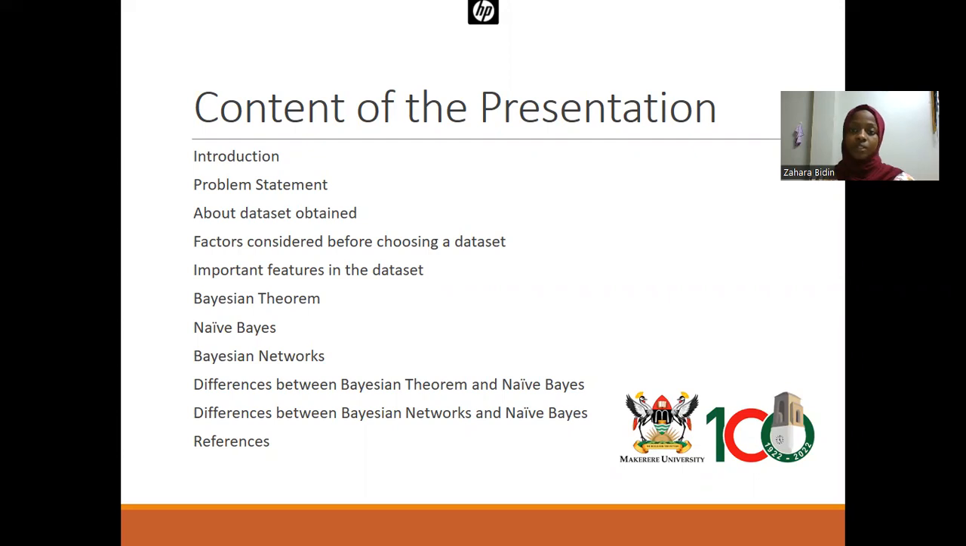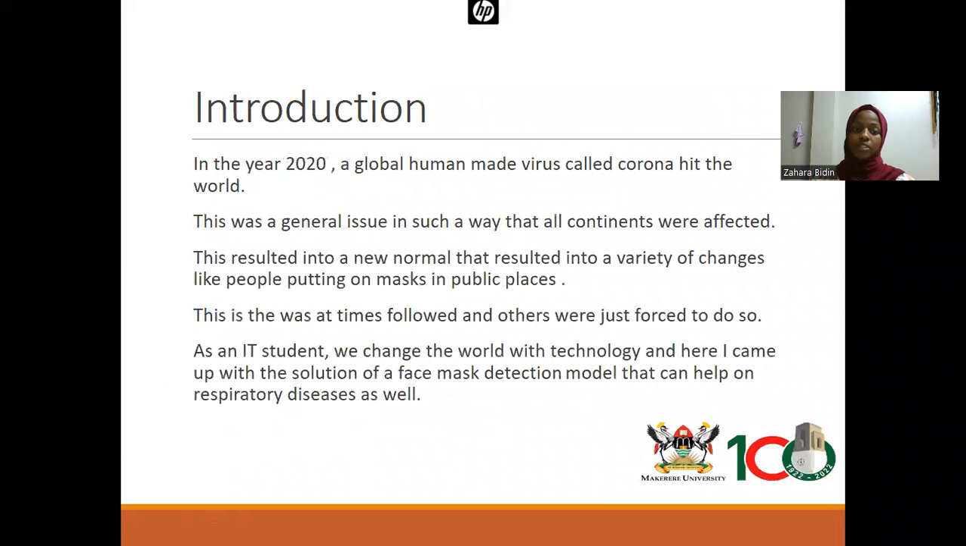That's the content of the presentation, and we shall start right away with the introduction. In the year 2020, a global human-made virus called Corona hit the world, and this brought about a variety of changes, such that all continents were affected. The result brought a change in people's living situations, which brought up a new normal that included putting on face masks in public places.